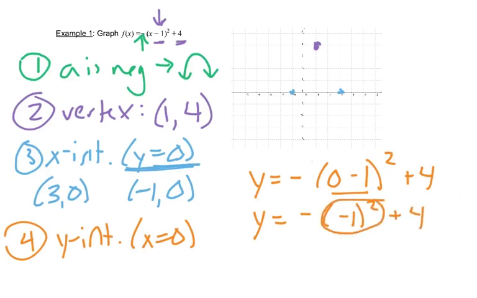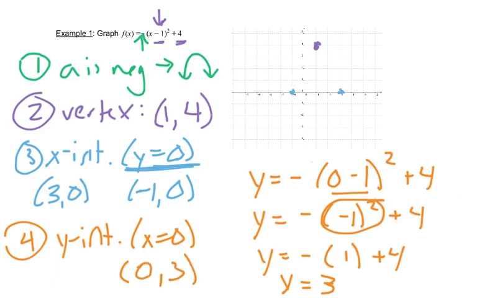And then we have to do the exponent. And -1 times -1 is a positive 1. But there's a negative in front of it, so it's a -1 again. So -1 plus 4 is 3. And remember that this is a point because we made x be 0. So x is 0, y is 3, and that's this point right here.